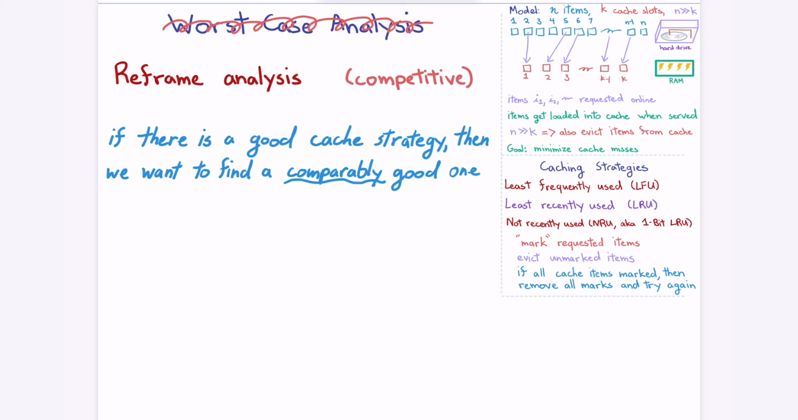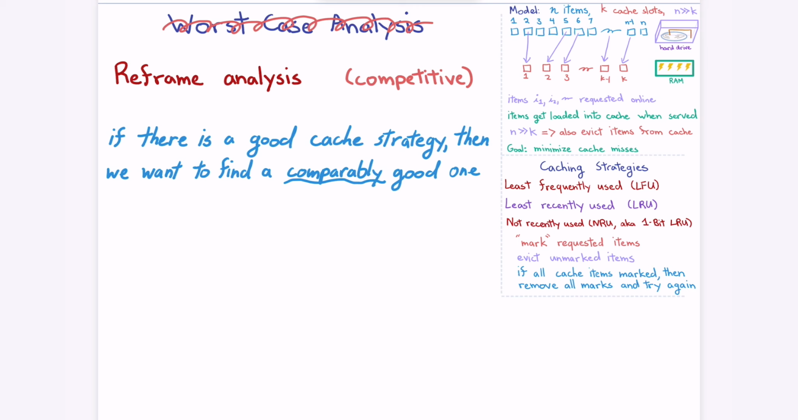But what we want to say is that if there was a good cache strategy in hindsight, could we also have gotten a good one? If the adversary always requests a brand new page, there's nothing you can do. But if there was some pattern, and something had worked, could we be competitive with it? Can we compare ourselves to some other online algorithm?